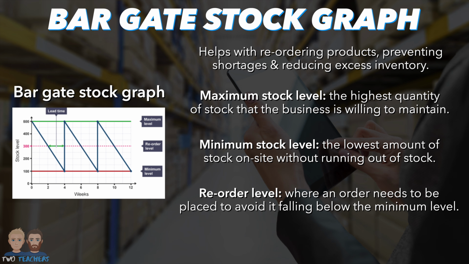Next is the reorder level. The reorder level is the point at which a business must initiate the order process to replenish stock before it falls below the minimum level. In the graph, this occurs when there are 300 units remaining. Finally, there's lead time. Lead time is the duration it takes for new stock to arrive. In this case, that's 2 weeks.